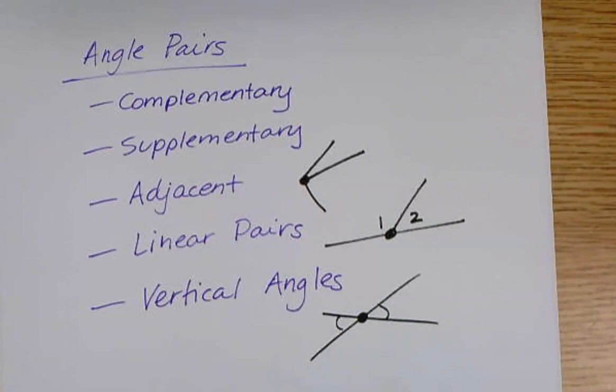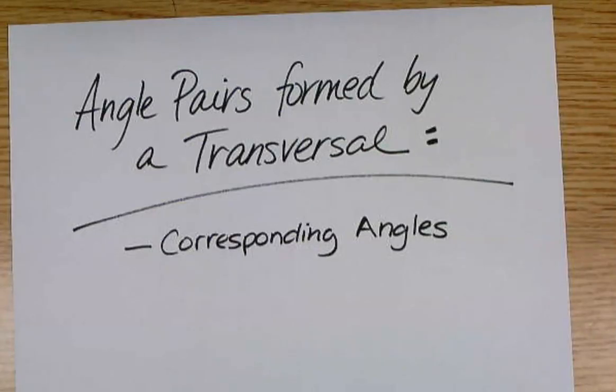In contrast, the ones we're going to talk about today involve two intersections. We're talking about an angle from one of them and an angle from the other one and how they relate to each other. So that's the big difference here. Today we're moving on to those angle pairs formed at two separate intersections.